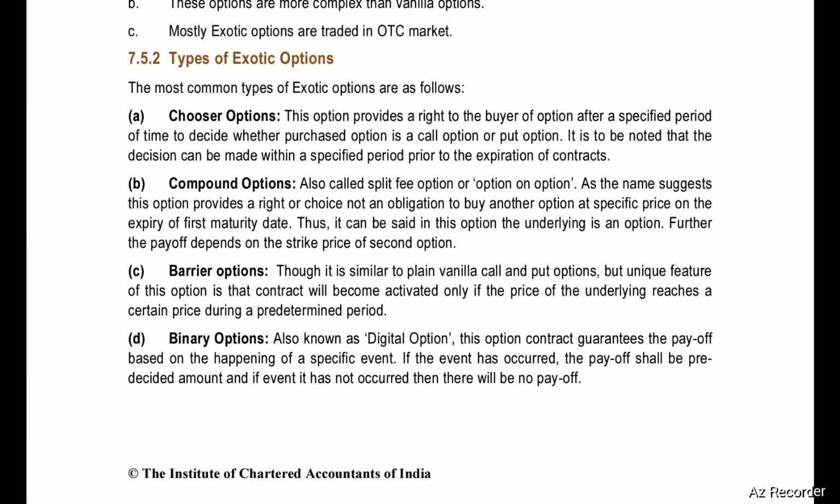Next, binary options. Binary options, also known as digital option. This option contract guarantees the payoff based on the happening of a specific event. If the event has occurred, the payoff shall be pre-decided amount, and if the event has not occurred, then there will be no payoff.